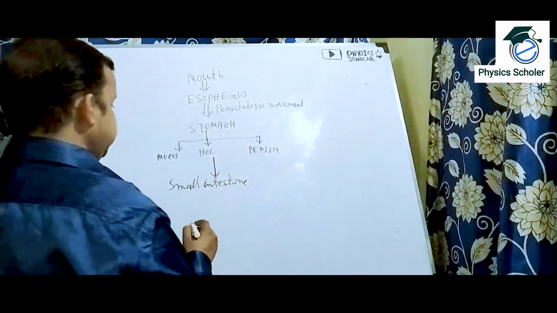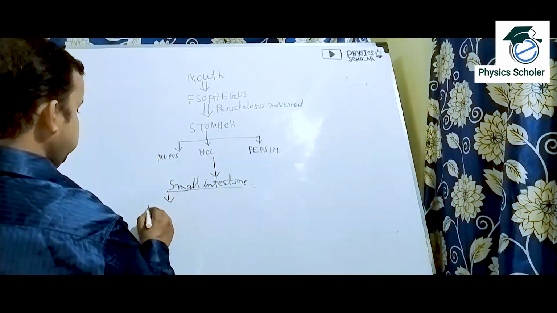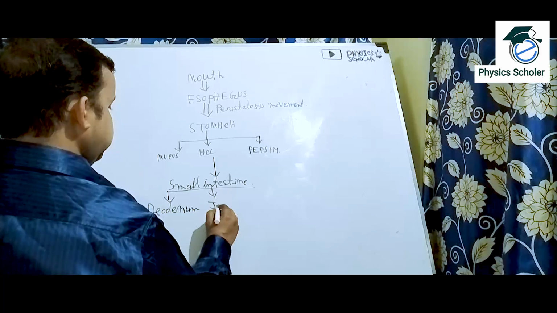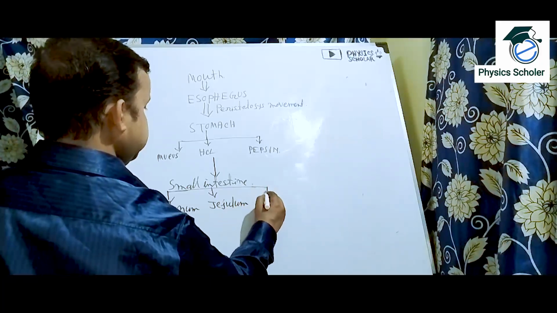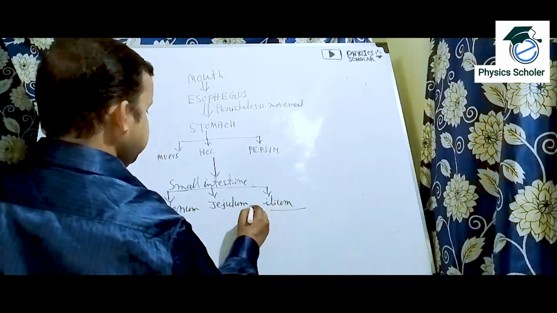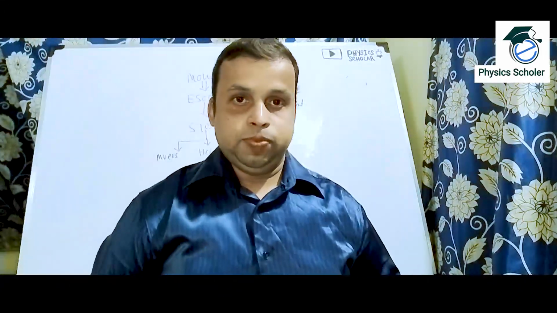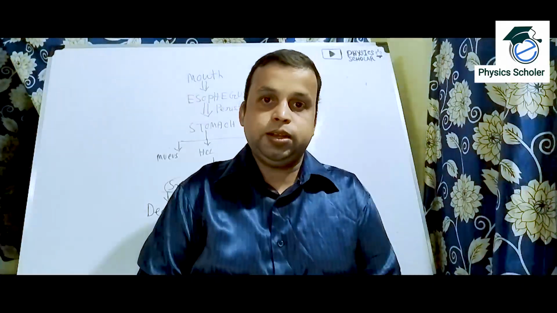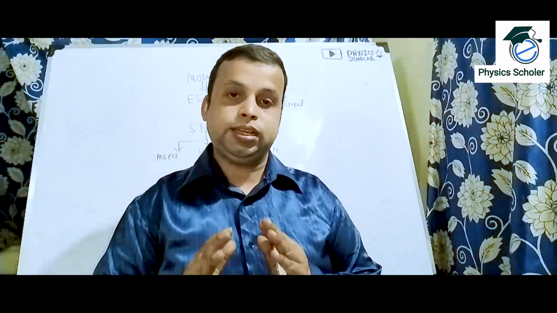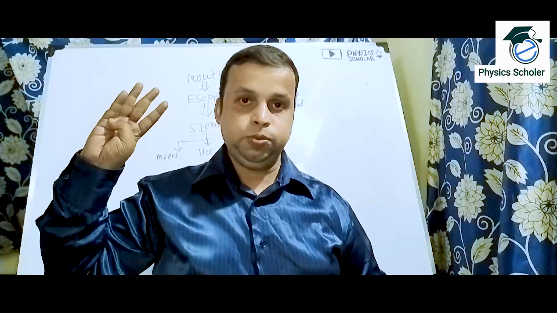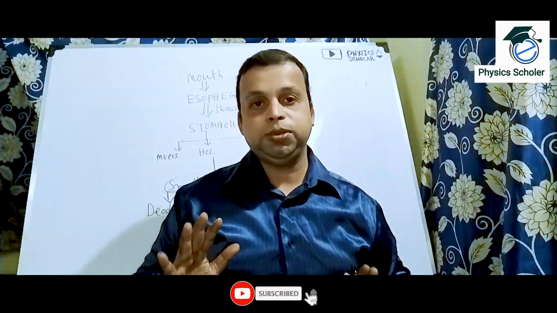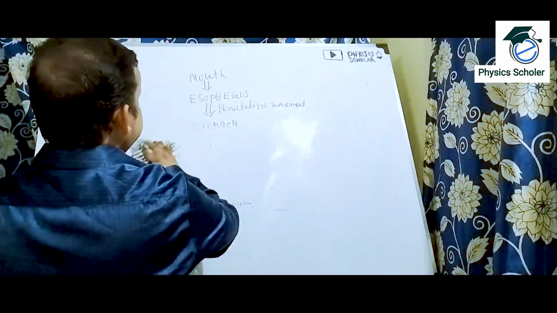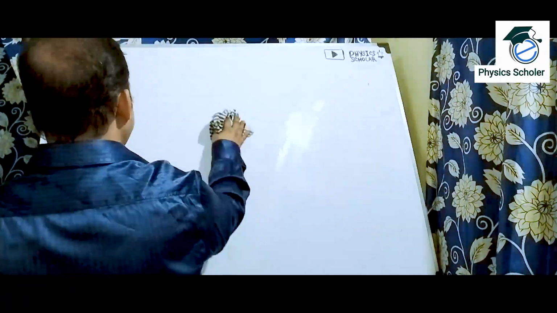The small intestine has three parts: duodenum, jejunum, and ileum. In the small intestine, the complete digestion of food will take place. After that, no enzymes are available. So in the small intestine, the complete digestion of three types of food takes place. What are the three types of food? Carbohydrate, protein, and fat. Now I will discuss how it takes place in the small intestine.